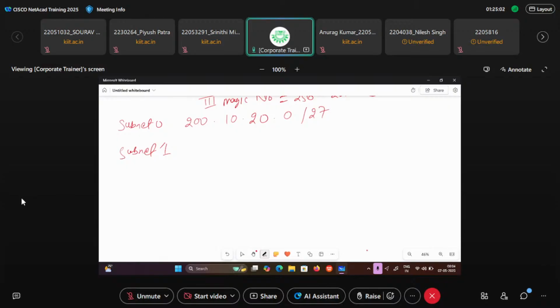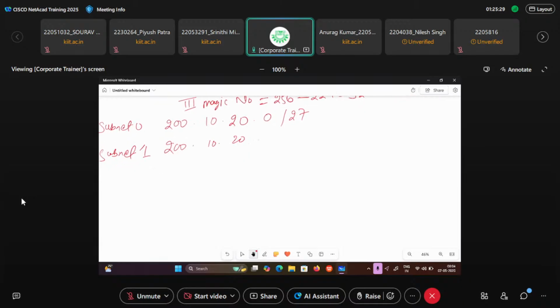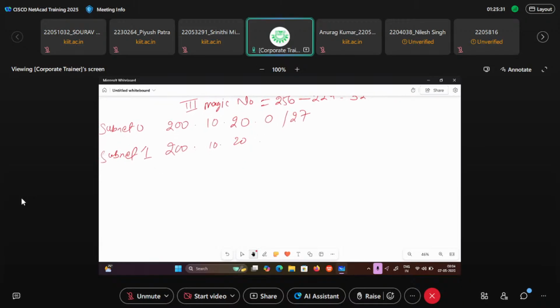My network ID was 200.10.20.0. From this single network, I'm dividing it into multiple subnetted networks. They will behave like different networks. Remember this, guys. So subnet 1, the IP will be 200.10.20. Now just wait here. Whatever block size you got, what is your magic number? 32, right? So this 32 you have to add to the previous network ID.